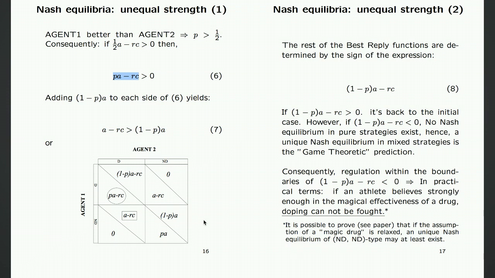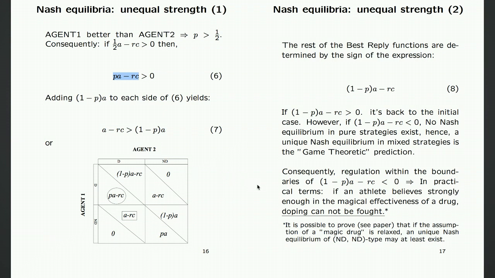So now we have established two best reply functions, so there are still two missing. It says here that the rest of the best reply functions are determined by the sign of the expression 1 minus p a minus rc. That's kind of obvious, isn't it? Because if we compare this value with this value, it's the sign of this one which is interesting. If it's positive, it's bigger. If it's negative, it's smaller.